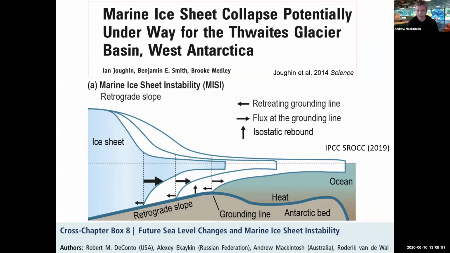So predicting the future of the Antarctic ice sheet doesn't just need us to understand the climate drivers, so the atmospheric circulation and ocean circulation. It also needs us to understand the ice dynamics, which I'm showing here in this figure. And in SAEF, we're going to do both.